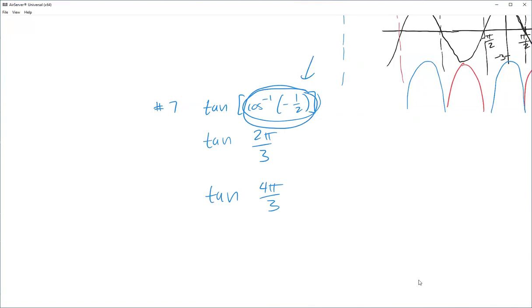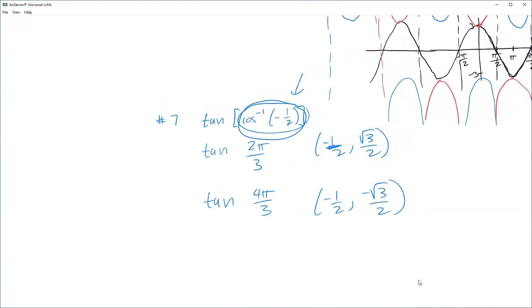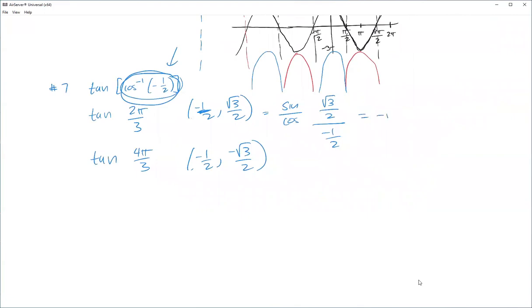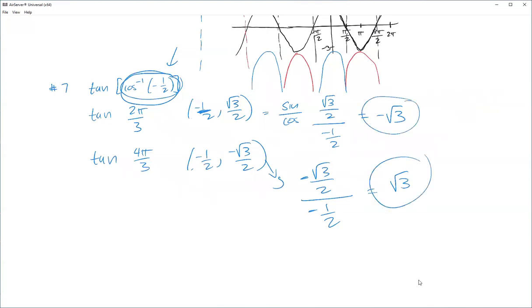Okay, so remember that at 2 pi over 3, it's at -1/2 comma radical 3/2. And then the tangent of 4 pi over 3 is -1/2 comma negative radical 3/2. Okay. So if you do this, it would be the tangent of 2 pi over 3. So tangent is equal to sine over cosine. So it'll be radical 3/2 all over -1/2. If you divide this out, this is equal to negative radical 3. Here, we're doing this right here. It would be negative radical 3/2 over -1/2. This is equal to positive radical 3. So both answers are correct, right?